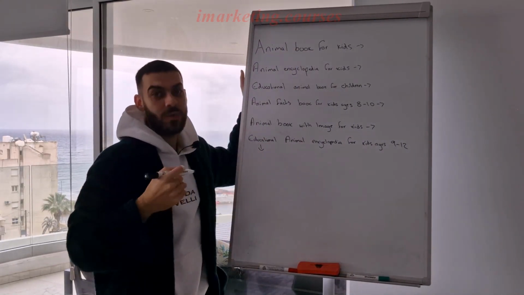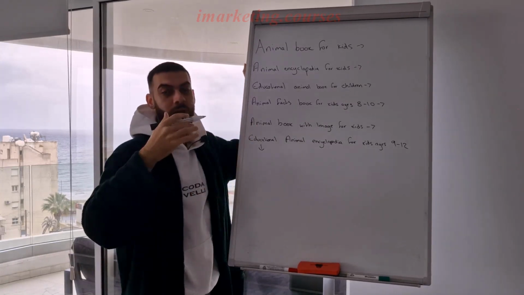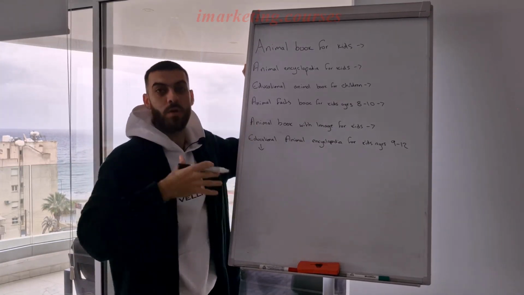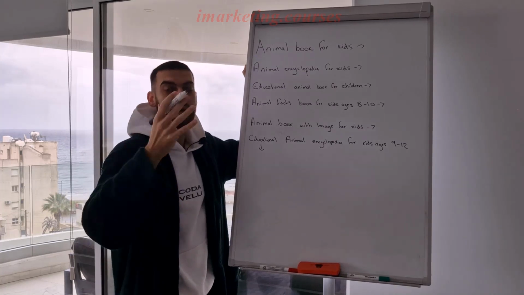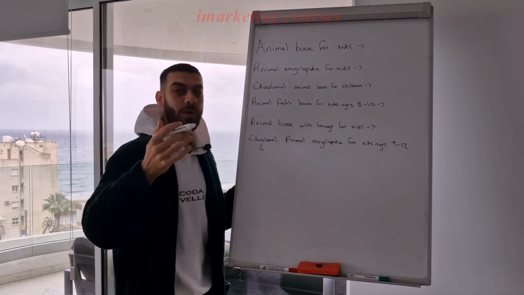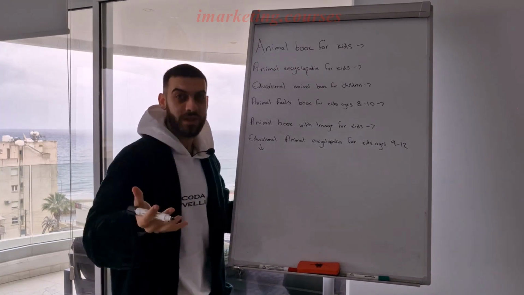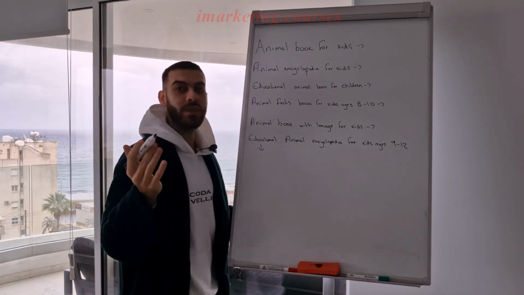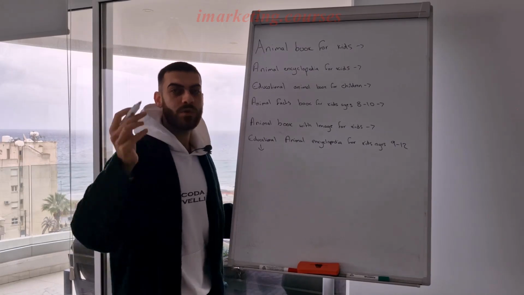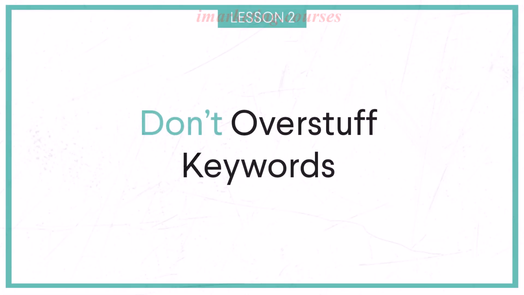But what I like to do is put the broadest ones in the title and subtitle, and then put the long tail keywords in the description and the backend keywords. However, if you have a long tail keyword that is exactly what your book is about and it fits for it to be your subtitle, then add that long tail keyword to your subtitle. But just make sure it includes your whole target audience.